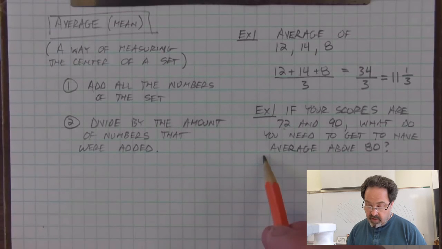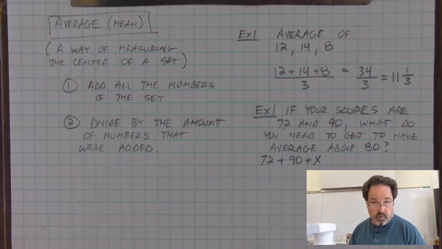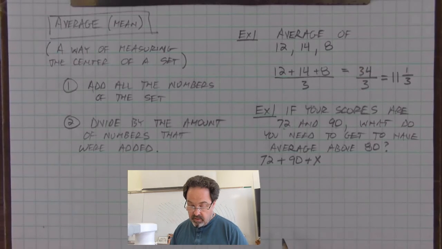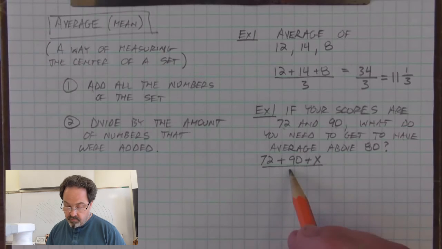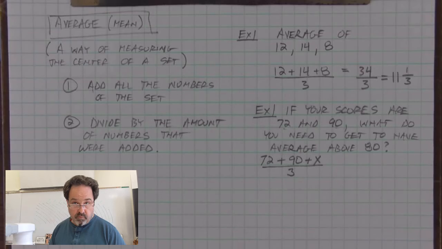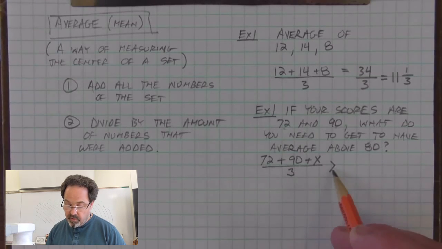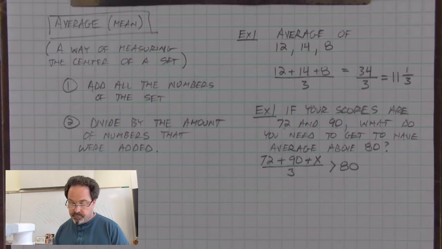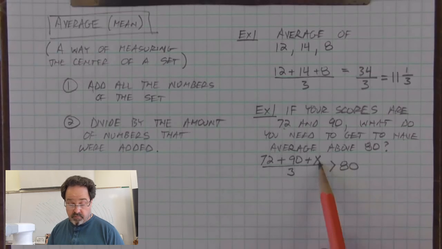So we're going to calculate the average of our 3 scores, 72, 90, and a yet unknown exam score we'll call x. And if we sum those scores and divide by the number of things that we are adding together, again, it's 3 exam scores, then that average we want to be above 80. This is an inequality we're going to use to solve for x.